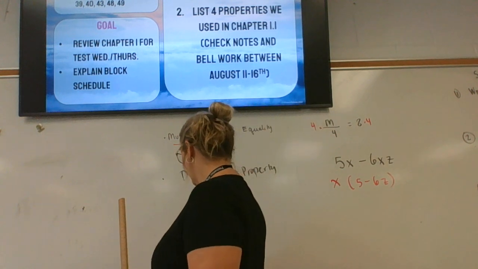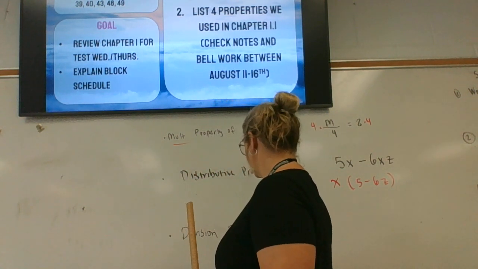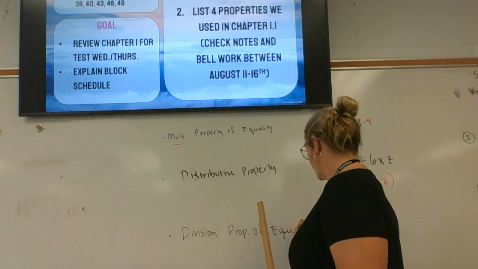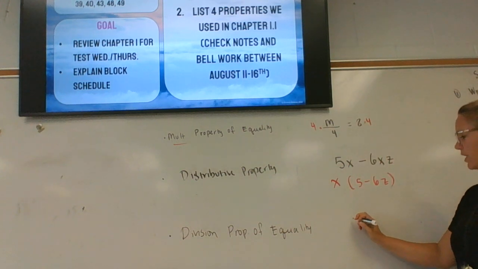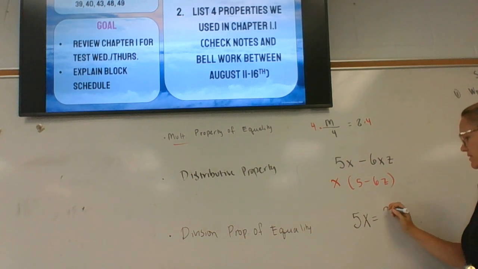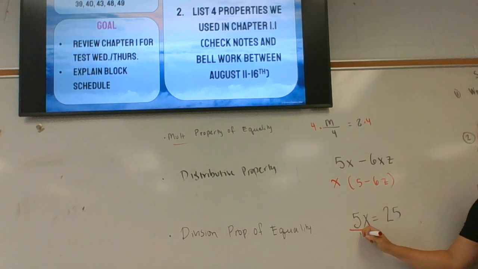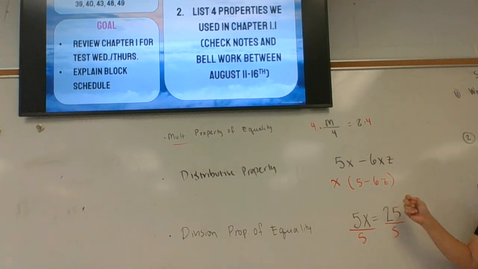Division property of equality we saw. Okay. So if your problem was something real easy like 5x equals 25, and that's multiplication, you use division on both sides. You have to do it on both sides to get the answer. That's the division property of equality. You would be dividing by 5.